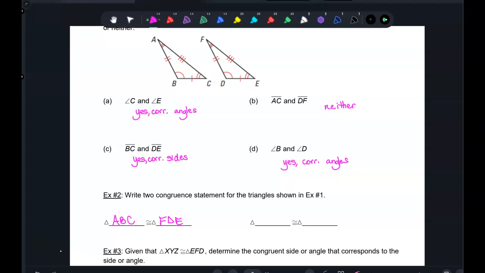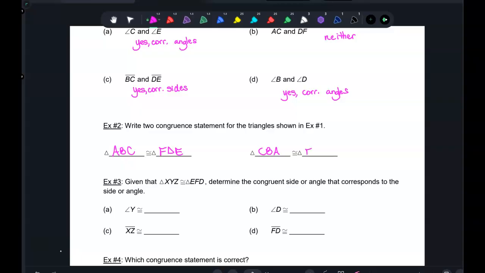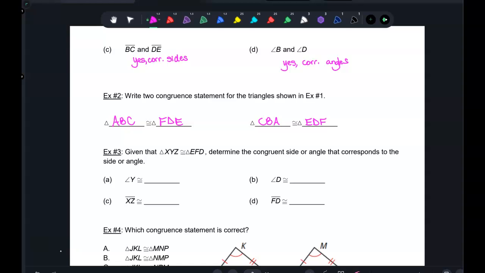I want you to come up with a different one. So instead of ABC, can you pick a different order, like CBA? Good. And then what do we need to do for the other one? E, D, and F, because I would have to make sure that it also goes in that same order. You can have a different congruent statement, but the letters, regardless, have to match with what the picture shows us.